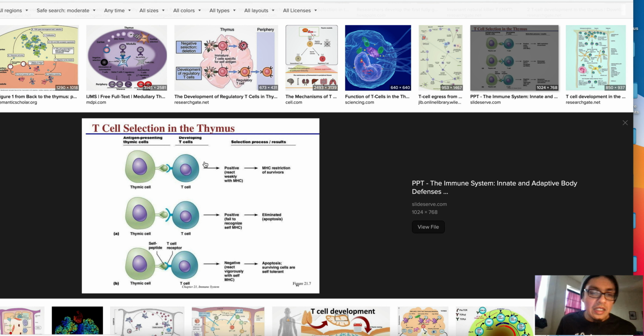The surviving cells are self-tolerant. So that's what happens here. After the positive and negative selection, they're double positive, and then afterwards is when the T cells have to be assigned a job. The assignment of the job is random. The T cell can be turned, just by random chance, into either a T helper cell or a T killer cell.